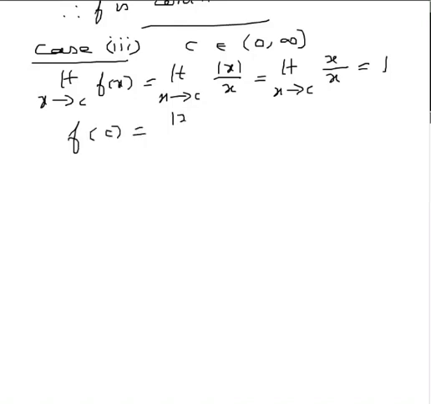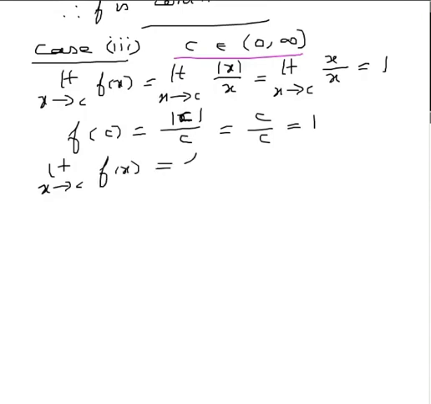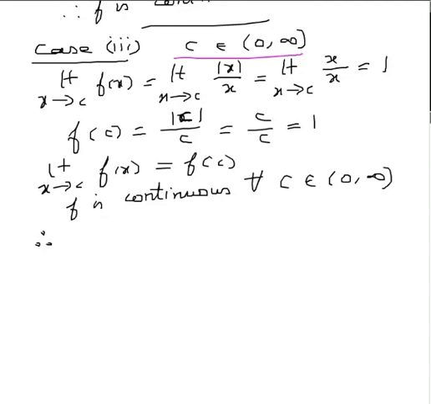Let us calculate f of c, which is absolute value of c by c. And we know that c is positive because it lies in this interval. c is positive, so absolute value of c is c itself. Both these values are same. Therefore, I can conclude f is continuous for all c belonging to 0 to infinity. Now, from all the 3 cases, the only point of discontinuity is at 0. Therefore, f is discontinuous at x is equal to 0.